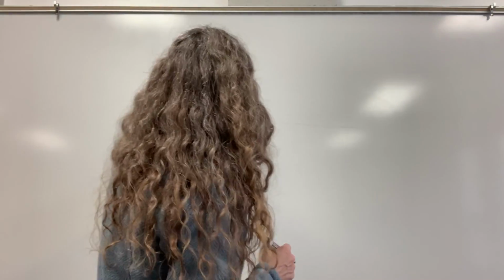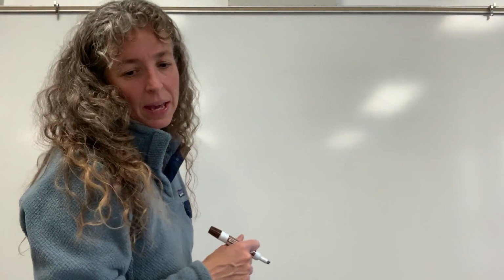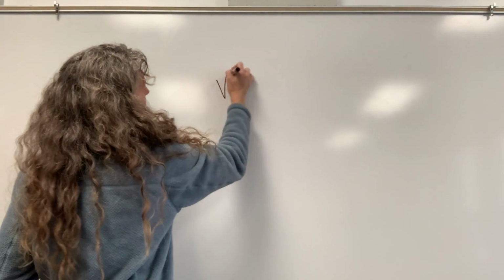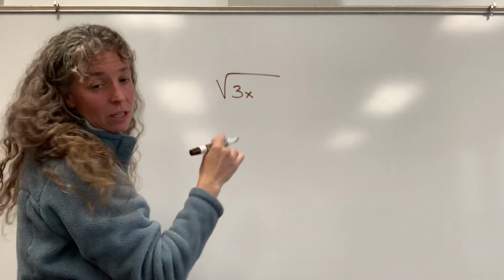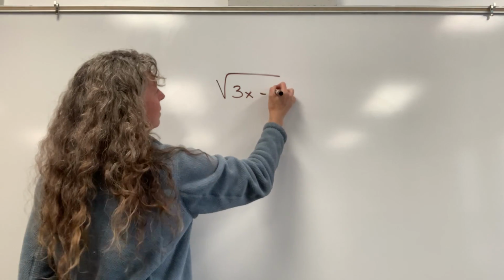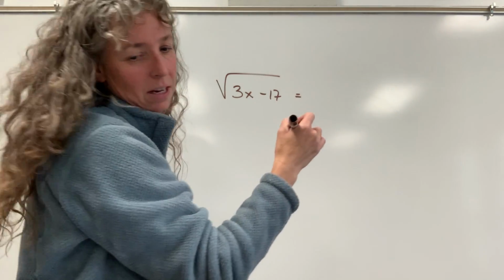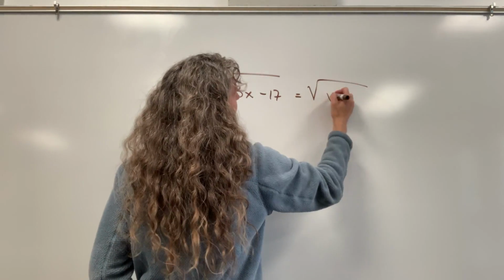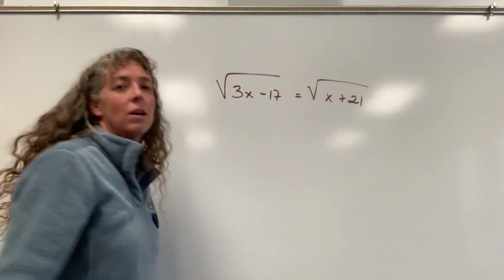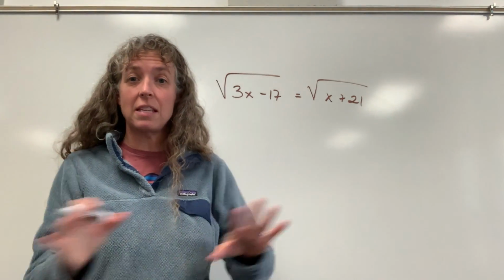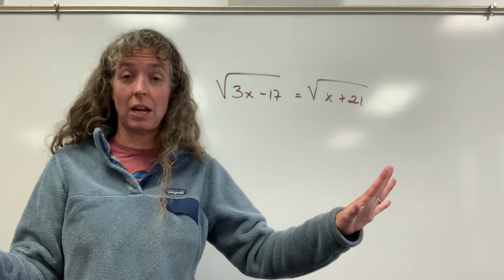Okay, for example number 3, we have a square root on both sides of the equation, but it's okay. Don't be scared. I'll show you how to do it. On this side of the equation as well, x plus 21. Now, there's nothing to move around in this case because everything is under a square root sign.